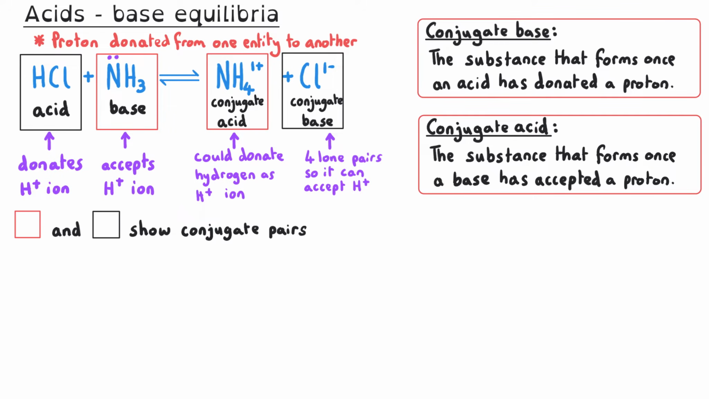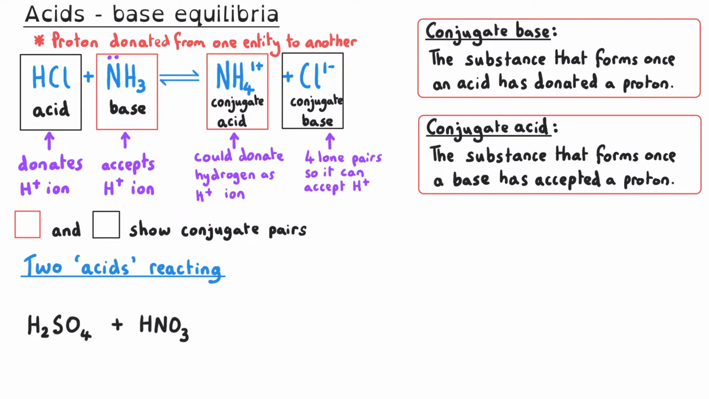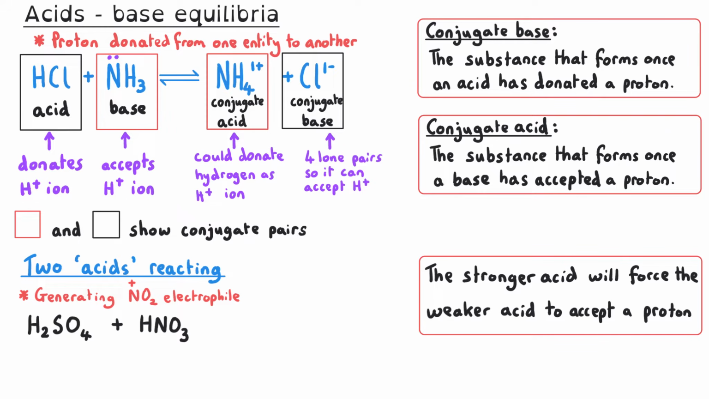You can actually get this when 2 acids react together. If we take the example of concentrated sulfuric acid reacting with concentrated nitric acid in the reaction that generates the electrophile for the electrophilic substitution of benzene. Now, it seems weird these 2 acids are reacting together, but one of them is better at donating protons than the other. And in this case, the sulfuric acid is the stronger acid. It is the better proton donor, so it will donate a proton to the nitric acid.